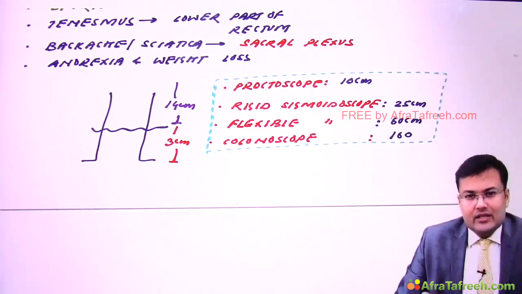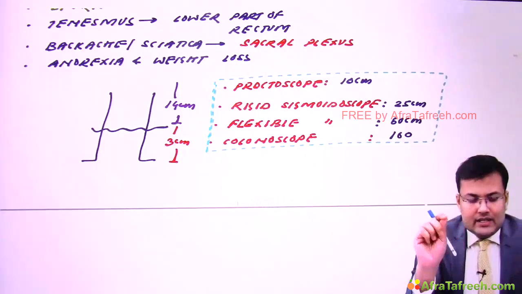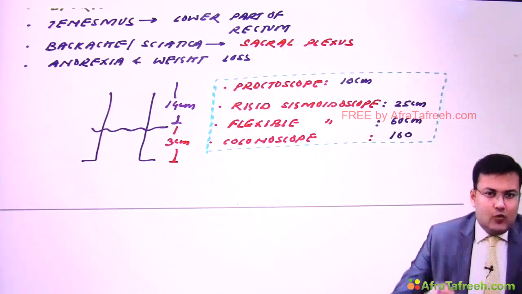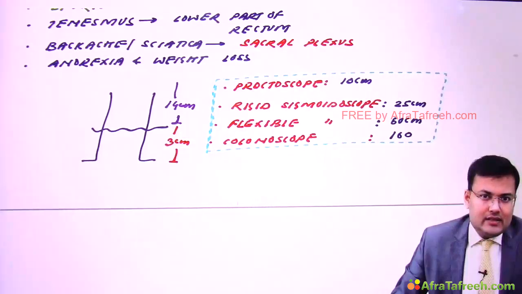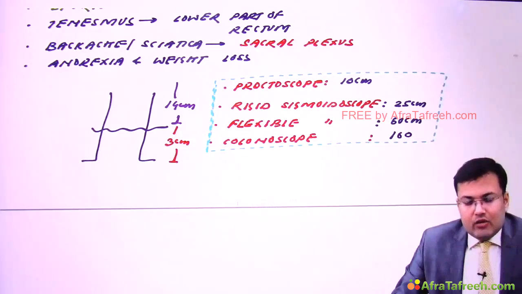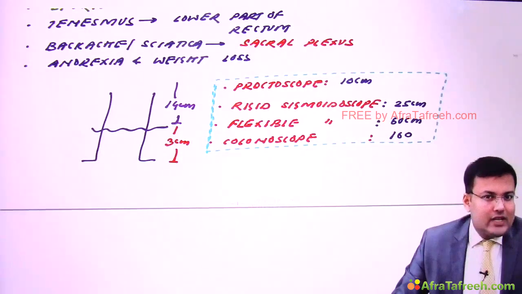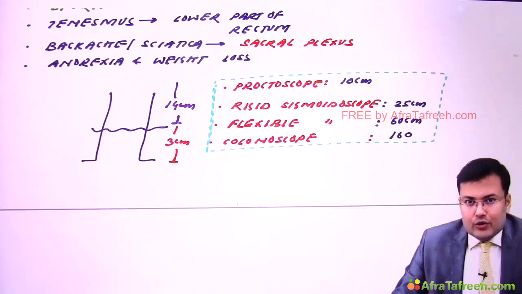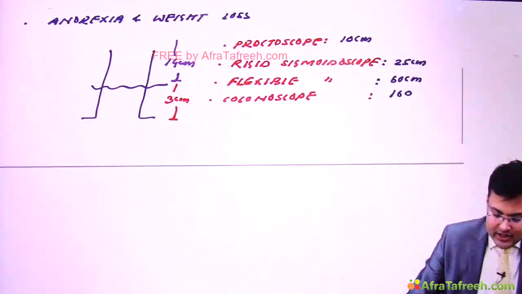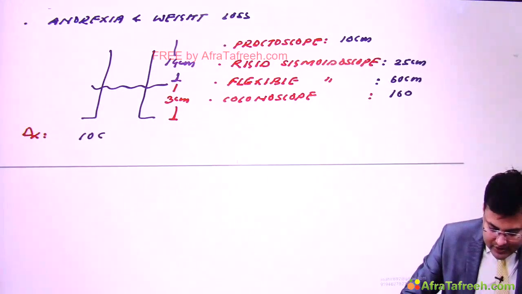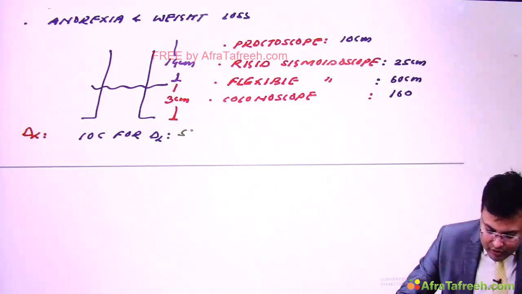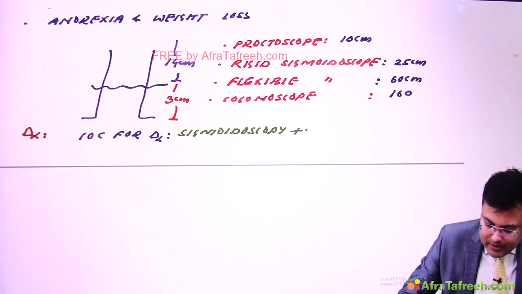So you can see which one is best. So it is the rigid sigmoidoscope. So with the help of rigid sigmoidoscope, we are taking the biopsy. And why we perform rigid sigmoidoscope? Because this can be performed in minor OT by general surgeons. So we go for rigid sigmoidoscopy and we take biopsy. So what is the investigation of choice? Sigmoidoscopy with biopsy. So very easy question. How we make the diagnosis? The investigation of choice for diagnosis is the sigmoidoscopy plus biopsy.